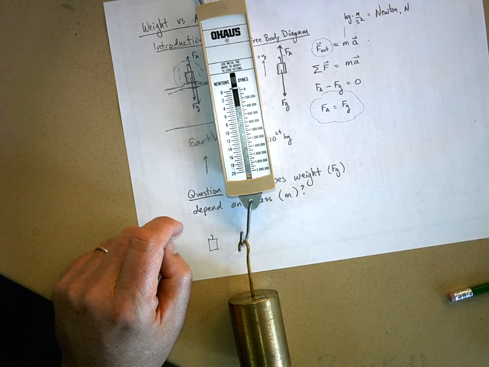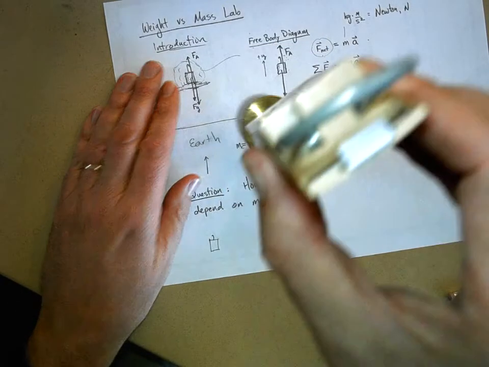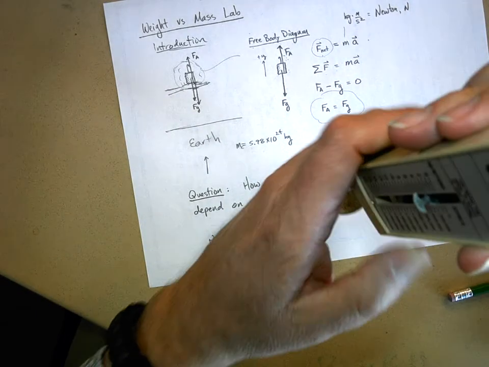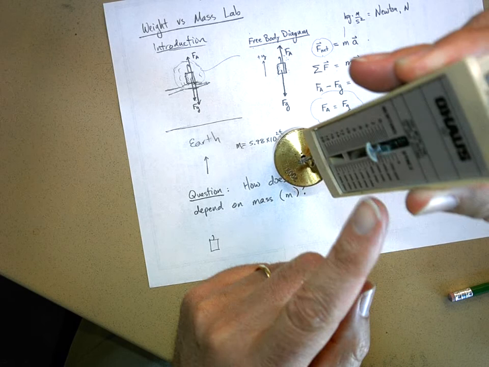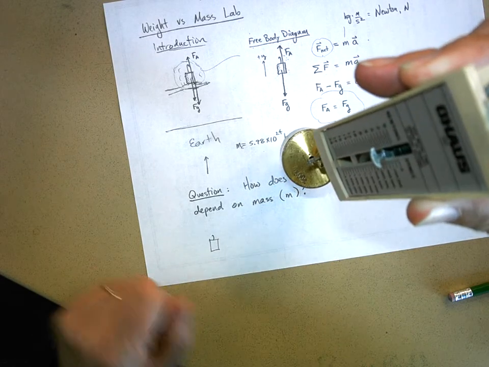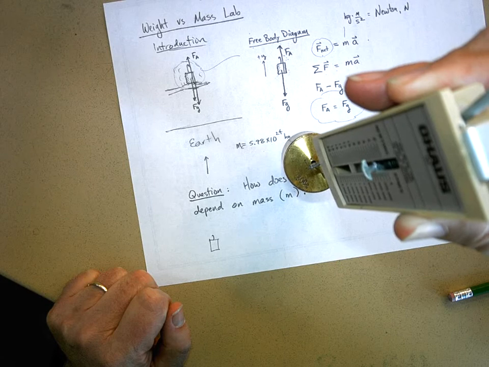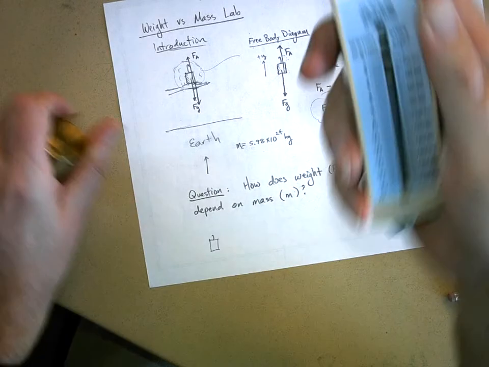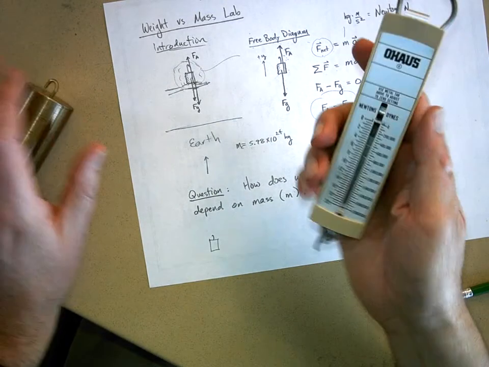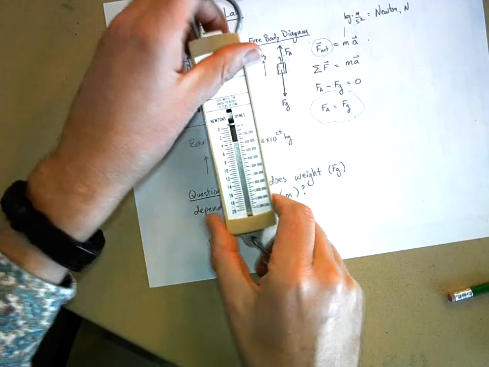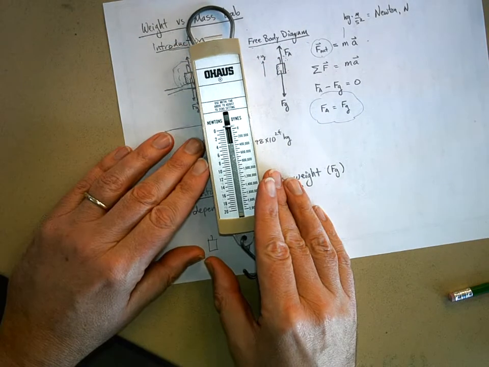I'm going to hold it up like this. And what I can do is measure, along here, figure out what its weight is in newtons. Now, one thing about using a spring scale, you have to zero it first. Now, if I look right here, let me zoom in.